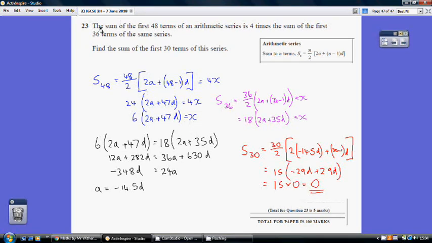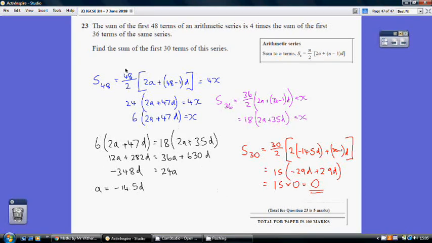Now looking at the sum of the first 36 terms and substituting in, we set this equal to x, because this sum is going to be 4 times as small as the other one. And again, this gives us another equation equaling x, so we can clearly set these two equal to each other. So 6 lots of 2a plus 47d equals 18 lots of 2a plus 35d. Simplifying this, we can say that a equals minus 14.5d.